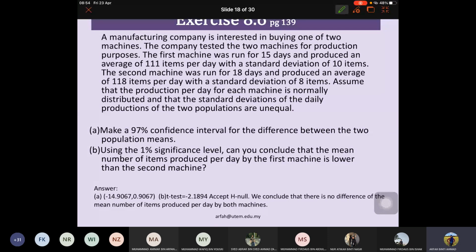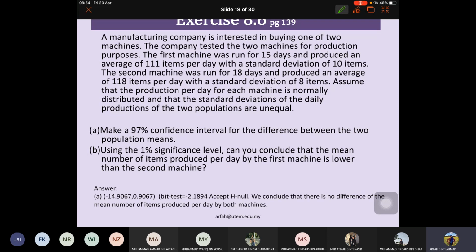Dia kata a manufacturing company is interested in buying one of two machines. So the company tested the two machines for production purposes and the first machine was run for 15 days and produced an average of 111 items per day with a standard deviation of 10 items. So the second machine was run for 18 days and produced an average of 118 items per day with a standard deviation of 8 items.